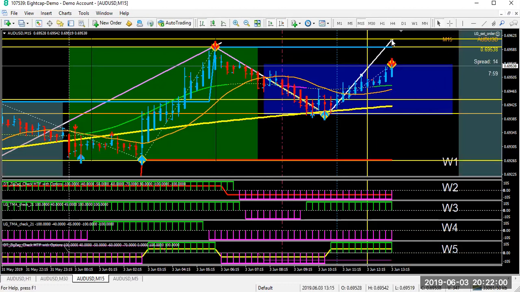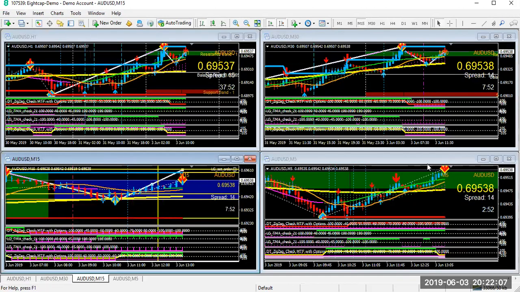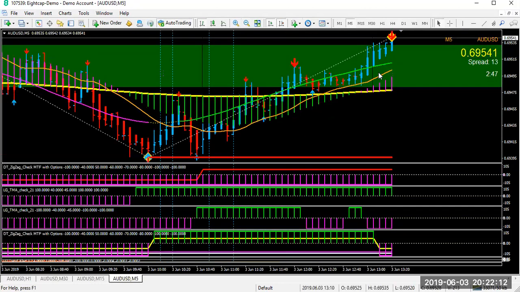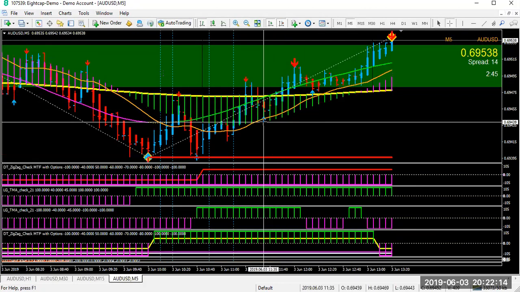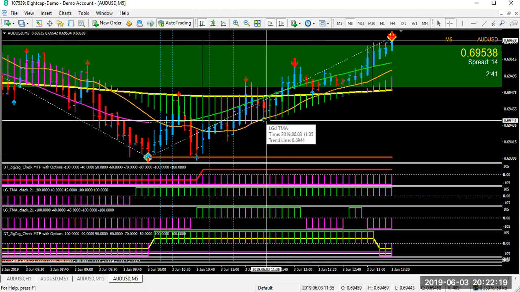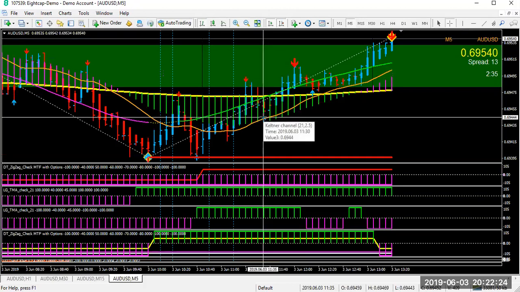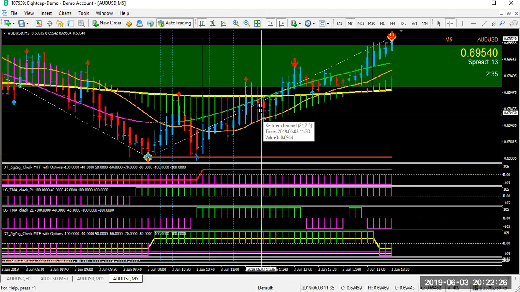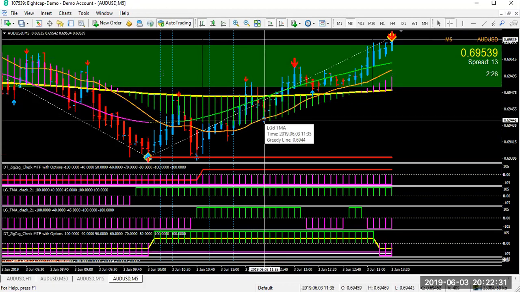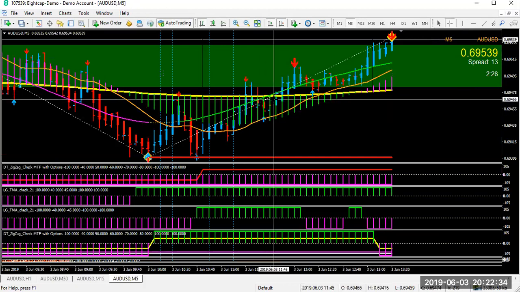If it doesn't quite meet its destination, okay, so that's on the 15. On the 5, pretty much every one of these arrows. The arrows themselves are really just alert assistance. They're just pointing out a part where price came back underneath the center line, and it's a mini low.